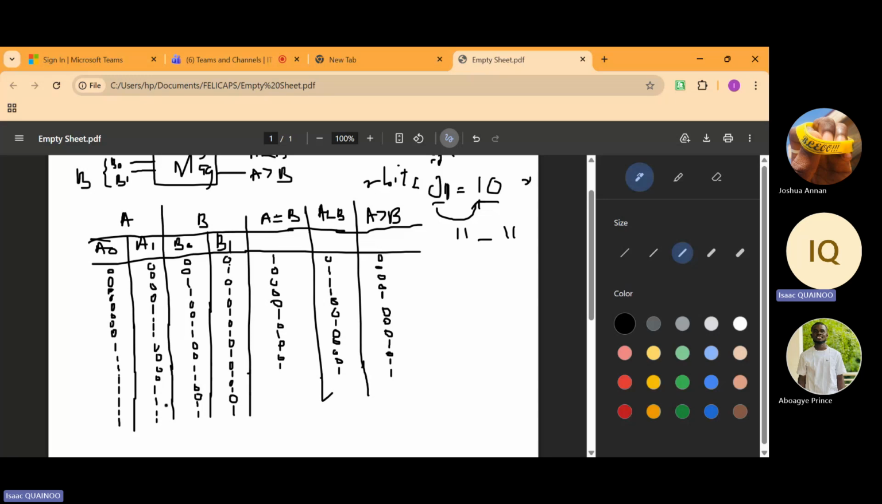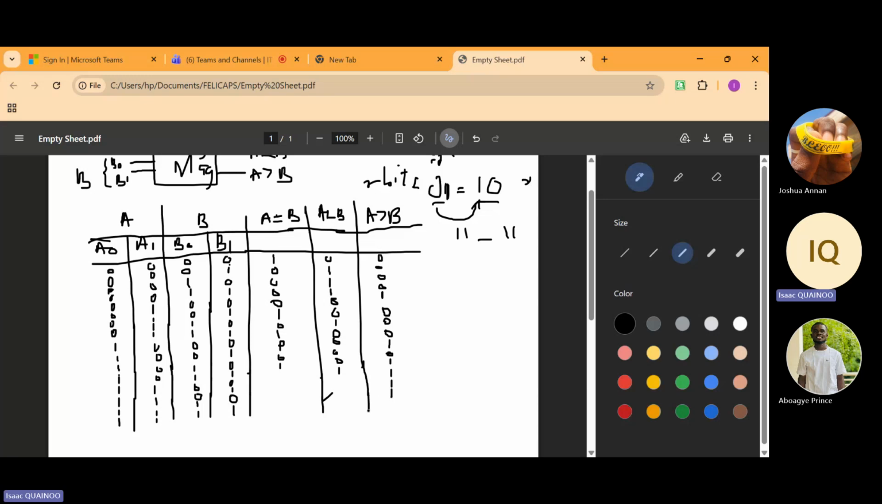Then we come to 1 and 1, and then let me see. That's 3. So 1 and 1, and then 0 and 1. 1 and 1 is greater than 0 and 1, so greater than, we put a 1. So we come to 1 and 1, and then 1 and 0. 1 and 1 is greater than 1 and 0, so we put a 1.